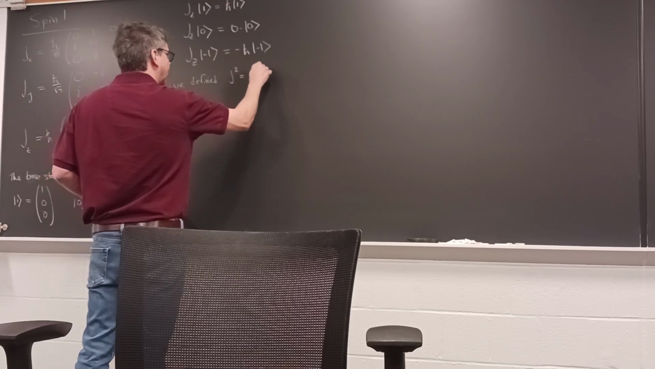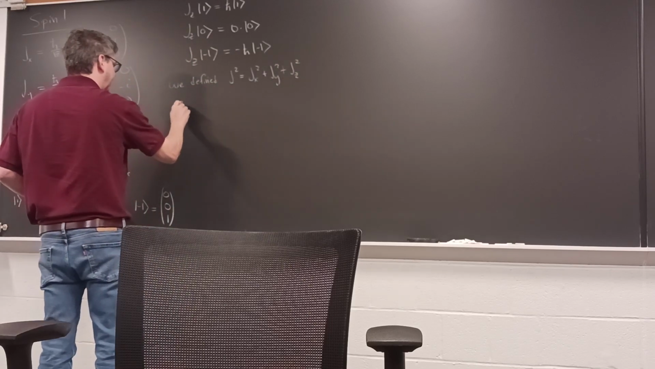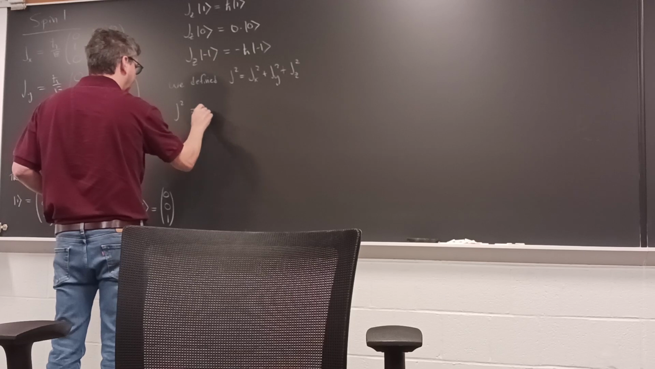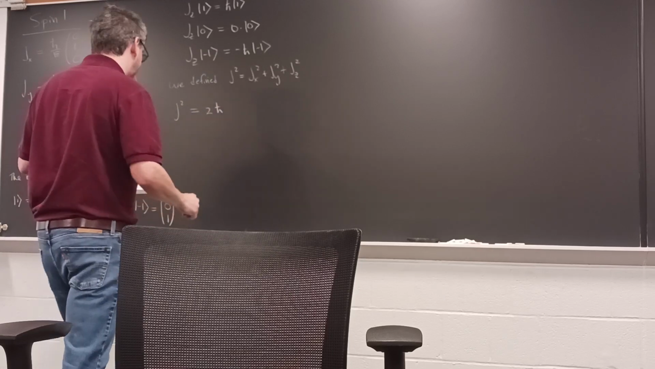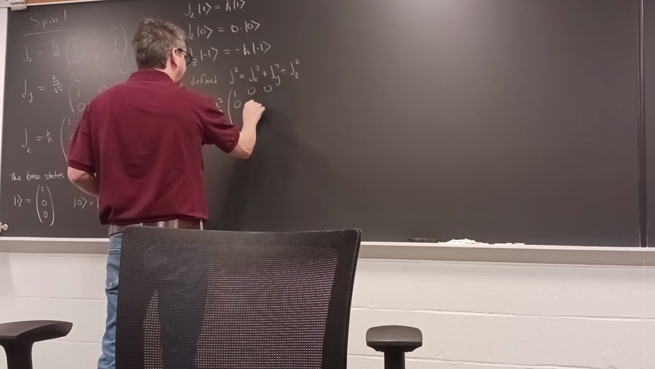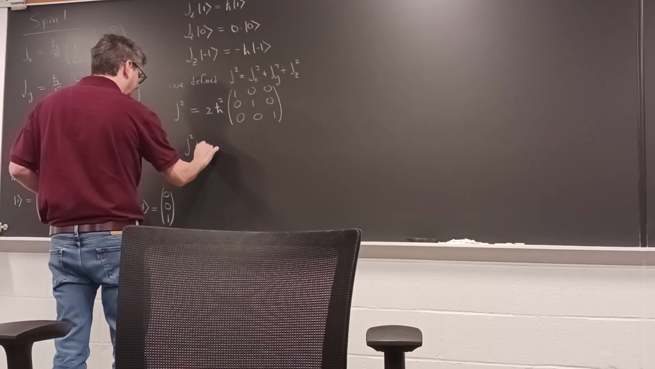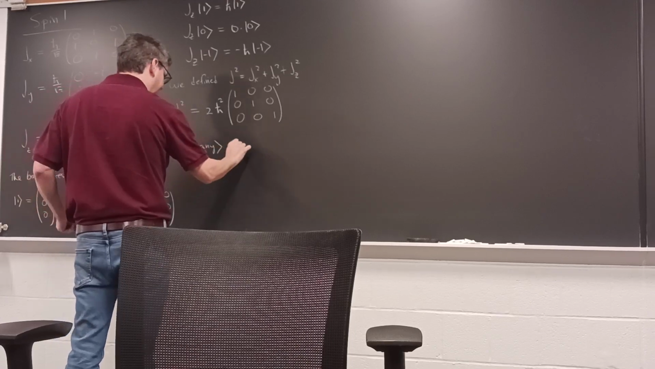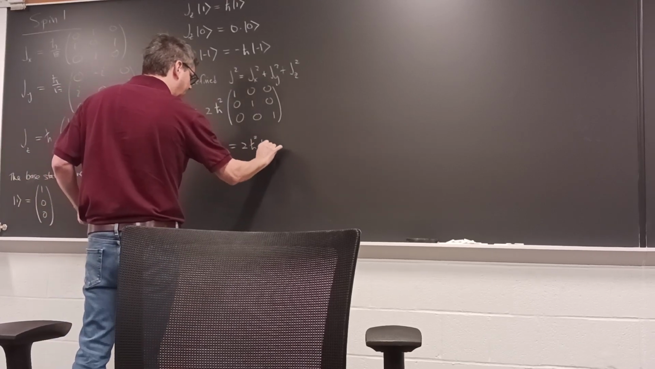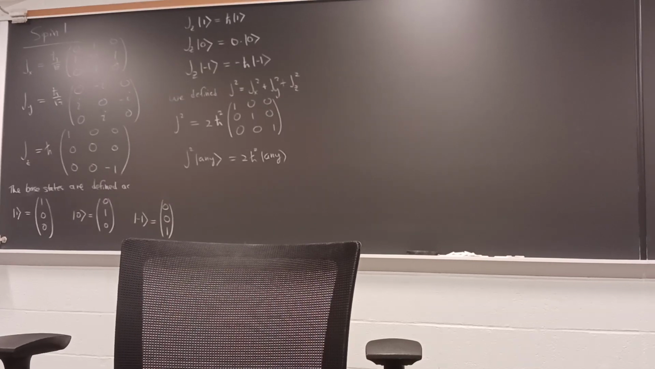And J squared, which was Jx squared plus Jy squared plus Jz squared, we found was 2 h bar squared times the identity matrix. And so J squared on any of these base states just gives 2 h bar squared times the base state. Okay, so this wasn't much different than what we did for spin 1/2.